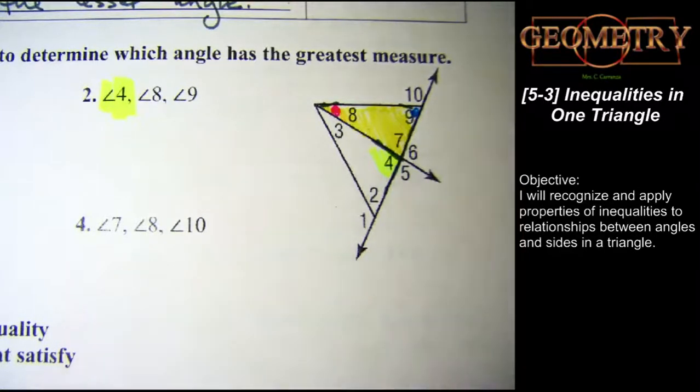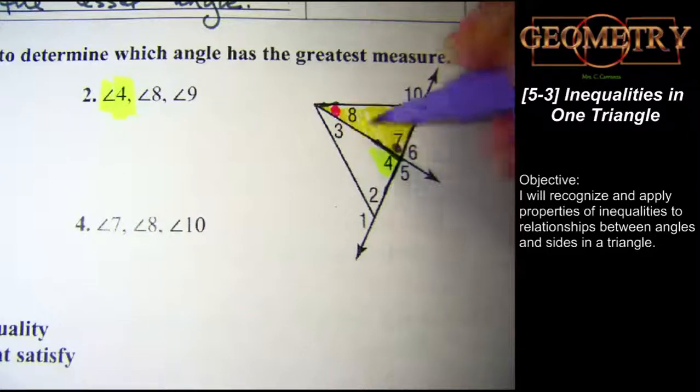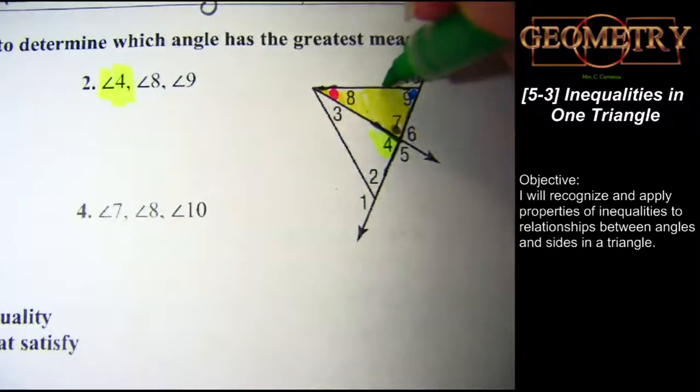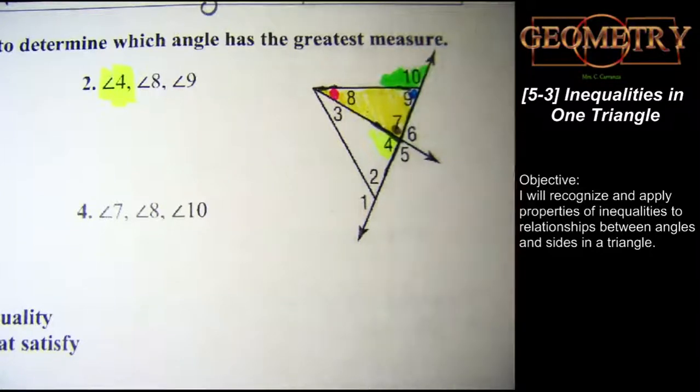Okay. So I need to look at 7, 8, and 10. Here is 7. 8 is already colored in pink. And I'm going to color angle 10 in green so we can see it. There's angle 10. Which one's the biggest? Why? Because it's the exterior angle of 7 and 8. Because 7 and 8 are the remote interiors, angle 10 is an exterior angle, and we have our inequality theorem.